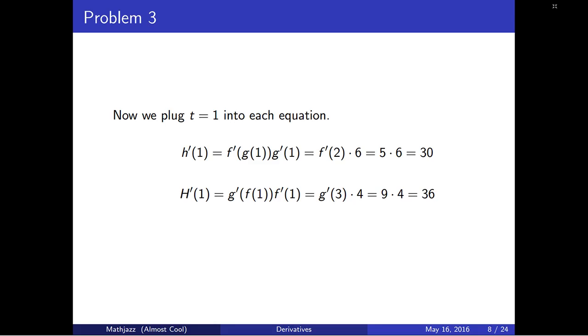So, same thing with capital H prime of 1. We plug 1 into g prime of f of 1 times f prime of 1, and I claim, get 36 when we evaluate everything.